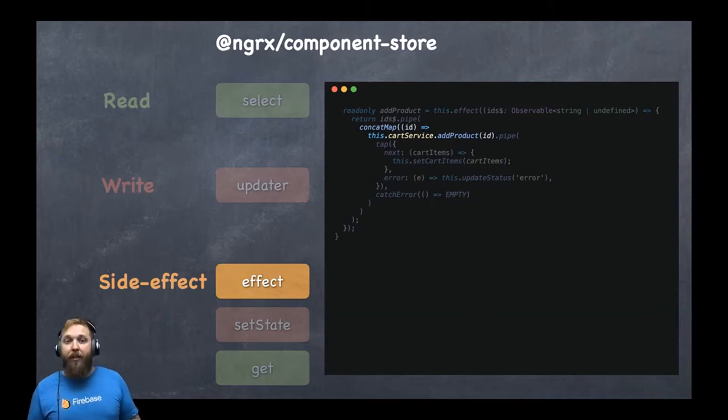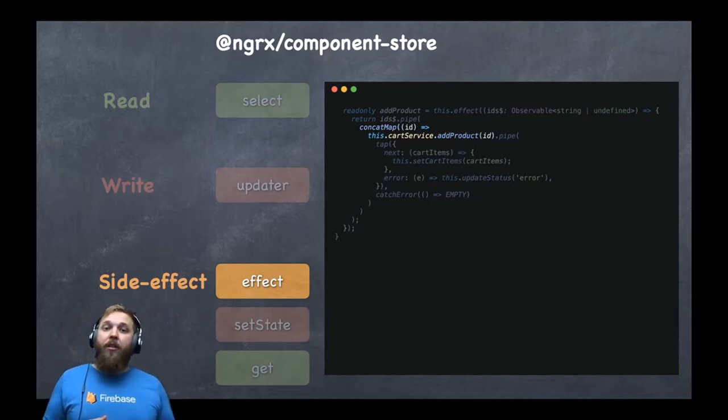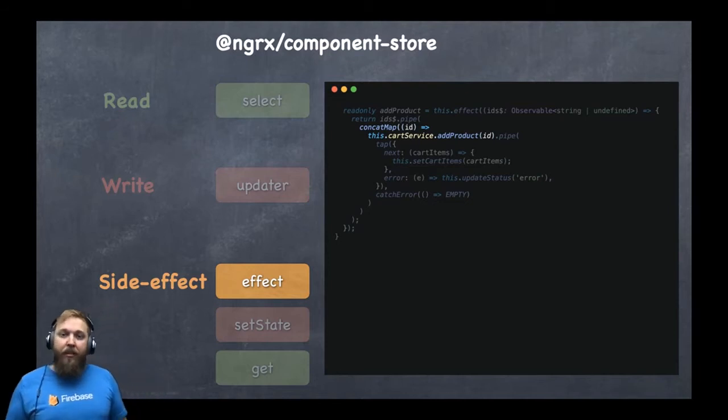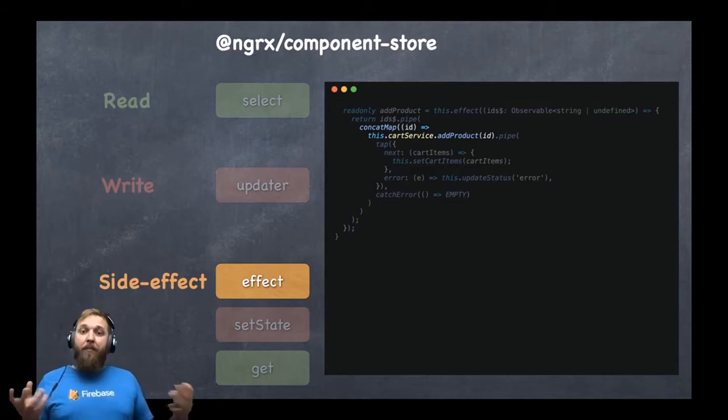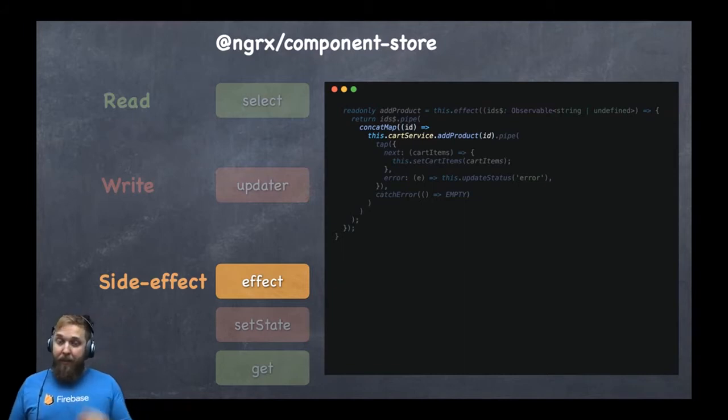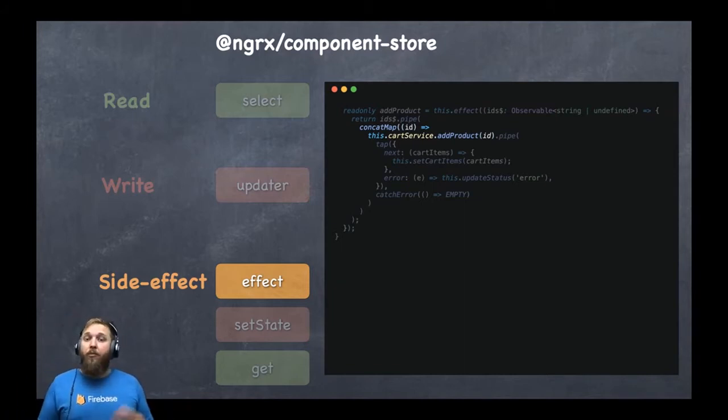For example, we could have used the exhaust map. What exhaust map does, it takes the first ID, it starts working, then the second comes in. And what exhaust map does is, hey, I'm busy with this one already, and it just drops the second ID. This is obviously not what we want for adding products, but if we're retrieving data and multiple things are requesting the same data, and we're already getting this data, maybe we can drop the next request, right? Until we're busy.